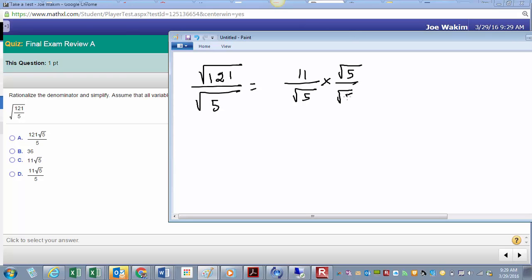The reason for that, and you will see in a second, if you multiply here, you're going to get 11 square root of 5. But in the denominator, you multiply the inside because they're both radicals. You end up with square root of 25. But what is square root of 25? That's just 5. And now you see we have removed the radical from the denominator. So why did I choose square root of 5? Because that's going to make it square root of 25. Square root of 25 is a perfect square, and that would simplify my radical. So 11 square root of 5 over 5 is D. D is the answer.